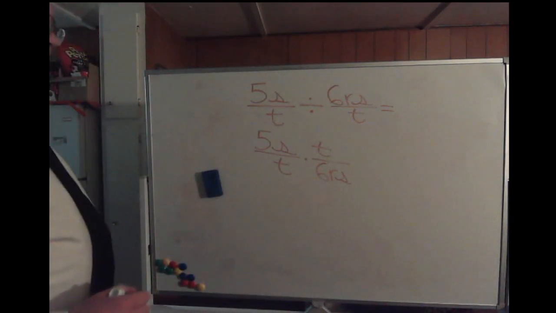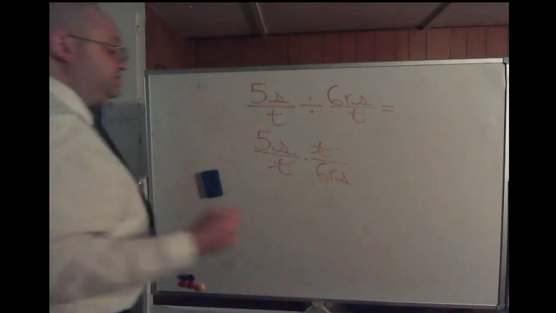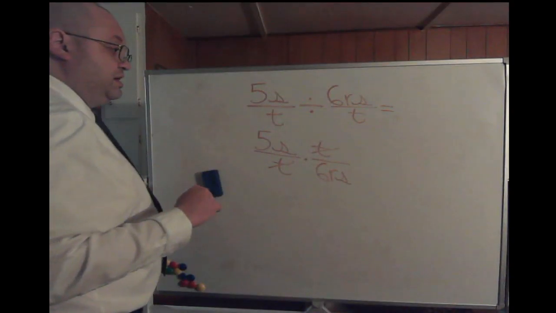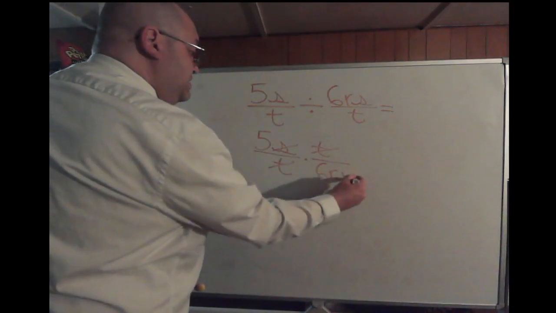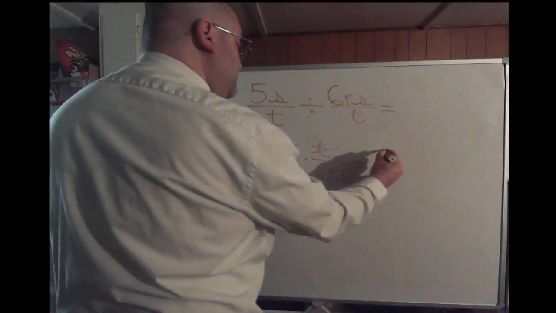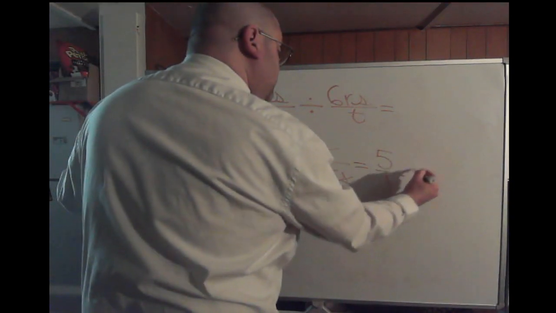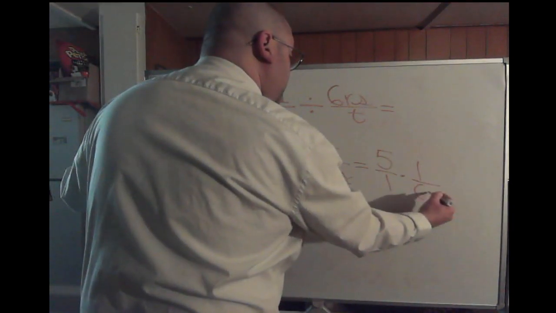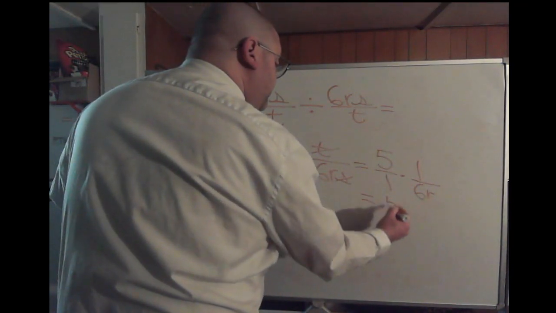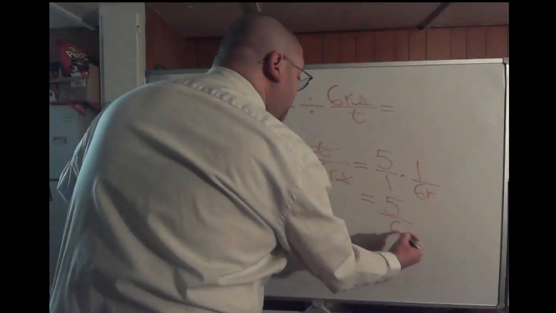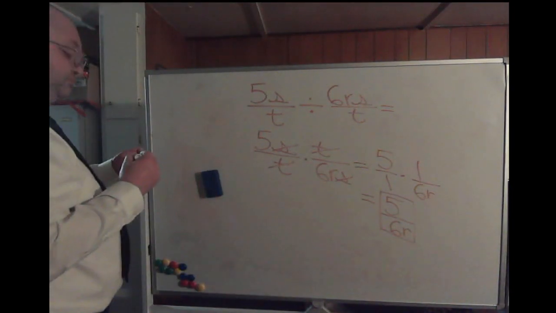Now we're doing the multiplication. Let's look for anything that'll cancel out. Immediately we see the t's go away. We're good with that. We have an s in the numerator and an s in the denominator, so the s's will cancel out. What you're going to be left with is 5 over 1 times 1 over 6r. So we do the multiplication, and you'll have 5 over 6r. And that is what you get: 5 over 6r.